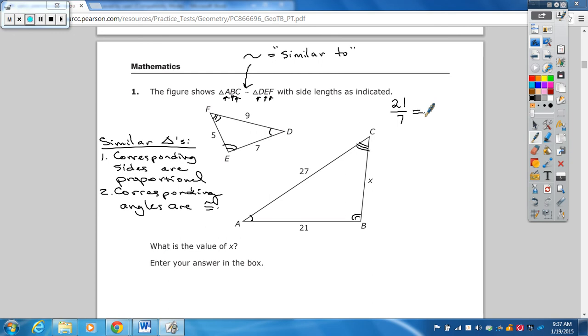I'm going to go with BC because I need to figure out what that length is going to be. And if we look here, BC and EF correspond, so EF is a length of 5, and that would be one proportion we could use to solve for x.